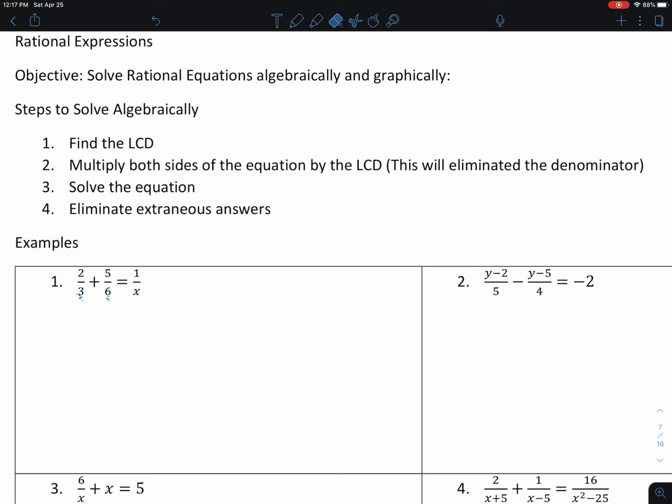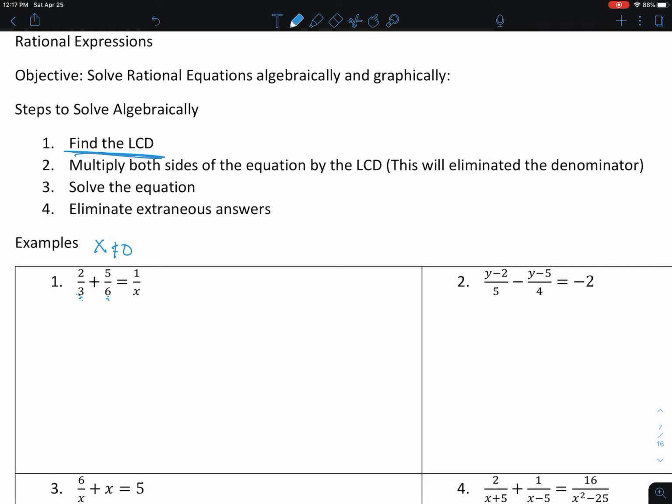Okay, so the first thing I want to do is ask the question, what numbers can x not be? Remember, we can't have 0 in the denominator. So anything that makes the denominator 0 is illegal. So in this equation, x cannot equal 0. Let's just put that on the side. x cannot equal 0. Let's hold on to that thought, because we may not need it.